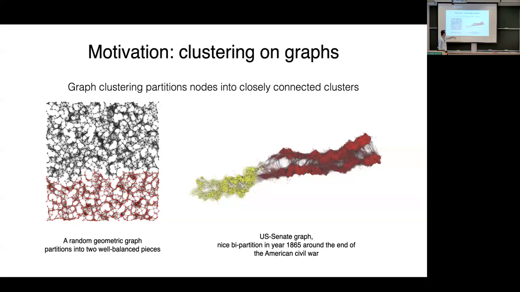In this case, what we have here is a graph of all senators in the period between the 1700s up until 2008. The edges between two senators are set if those two senators have voted on the same bill within a span of two years. So here what we have is a nice bipartition right around the end of the American Civil War. The ones in yellow are the ones before, and all the ones in red are right after. And we can also see similar behavior even with synthetic data.